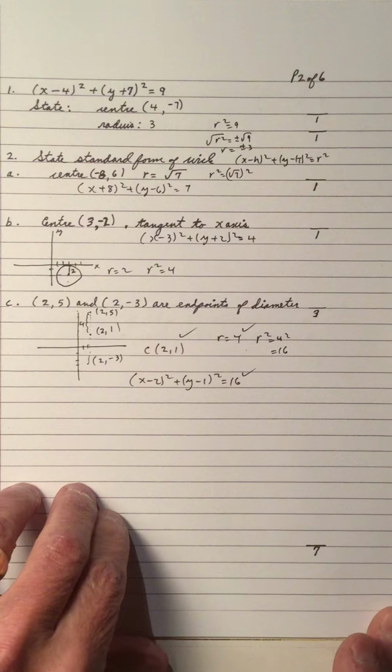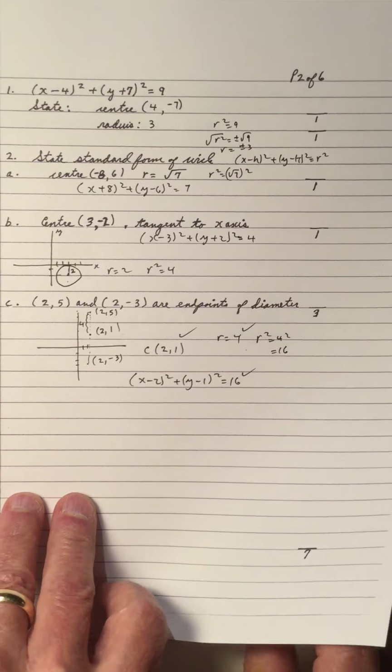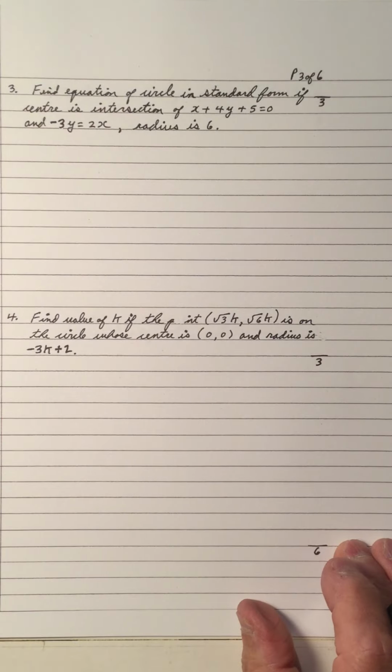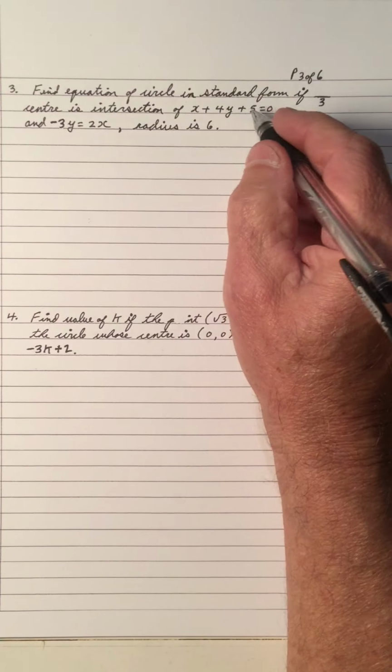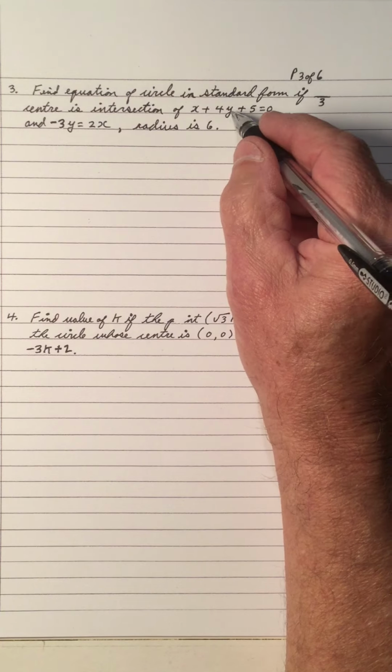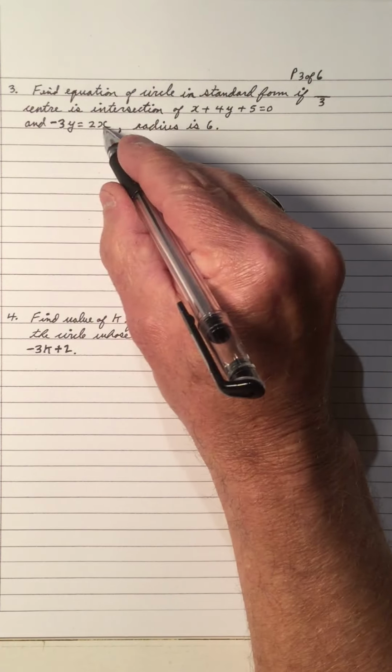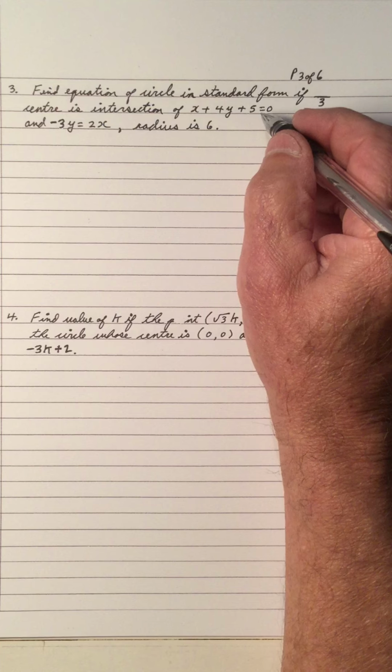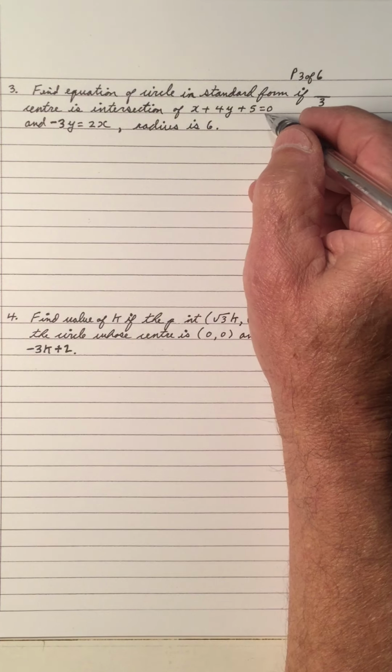Total pages out of 7. Okay, let's continue. Find the equation of a circle in standard form, but the center is the intersection of these two. Notice this is linear in x and y, and this is linear. So we're going to find the intersection of these two lines.